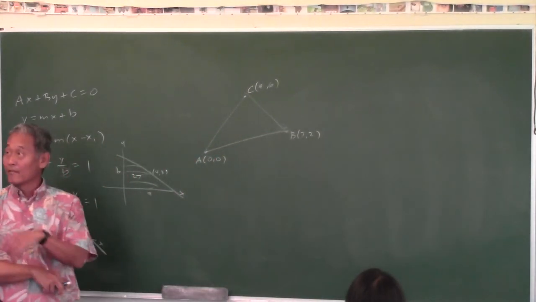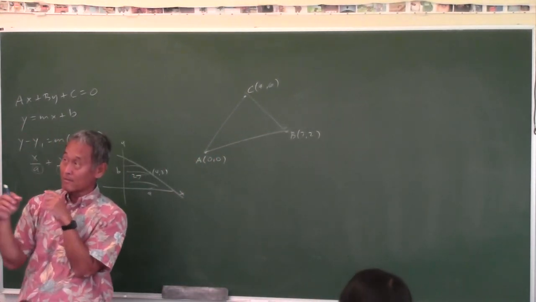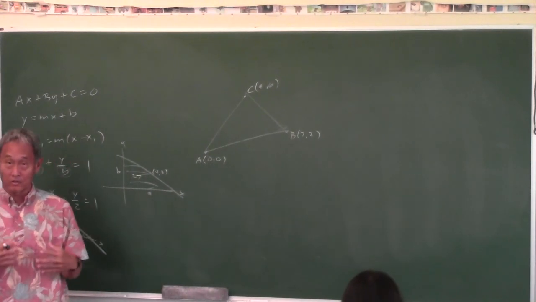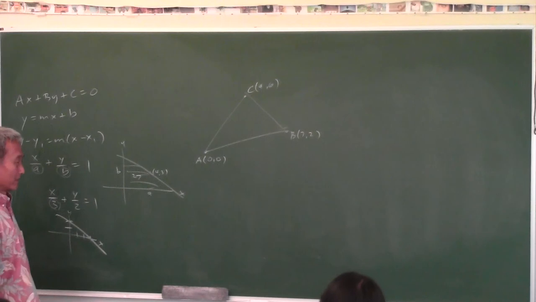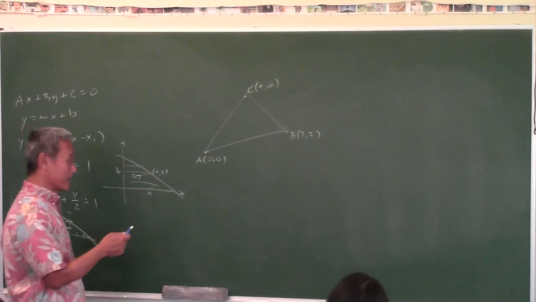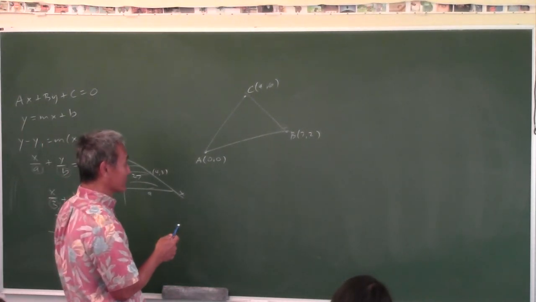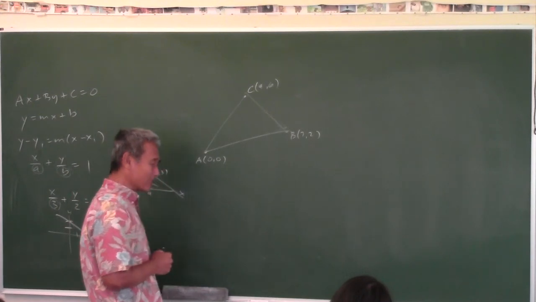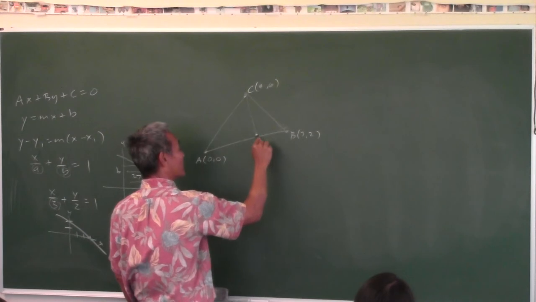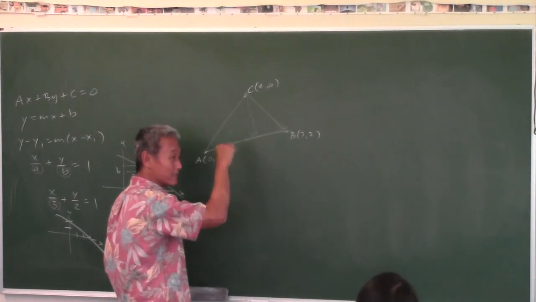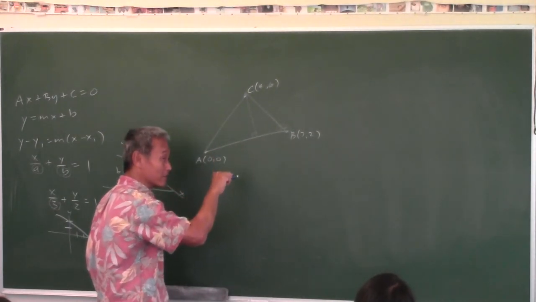Compute the coordinates of the orthocenter. Now, if you look at the problem, I tell you how to compute all these things, so you don't have to look it up. Now, what is the orthocenter? Well, the orthocenter is the intersection of the altitudes of a triangle. Now, what is an altitude? An altitude goes from the vertex, and it's perpendicular to the opposite side. It's the height of the triangle.